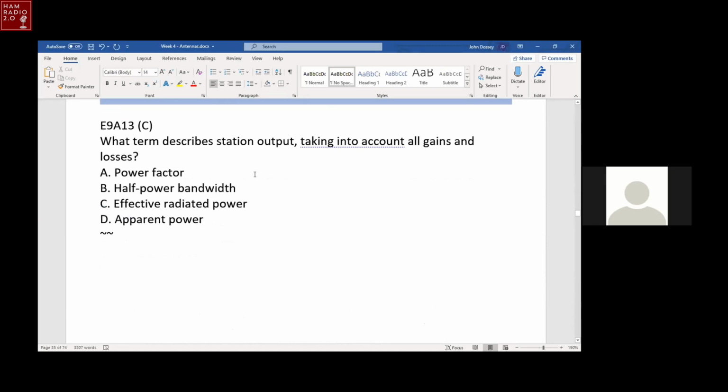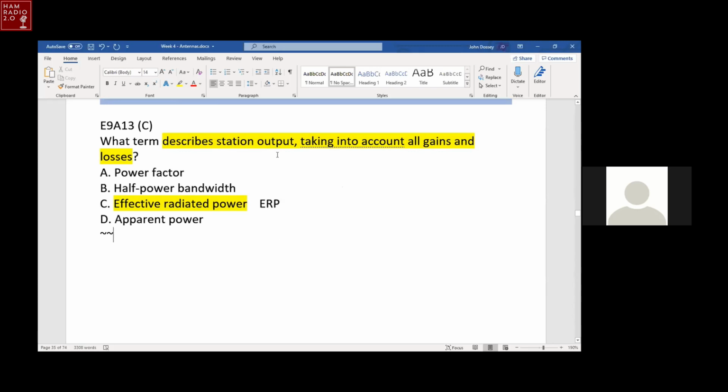What term describes station output taking into account all gains and losses? What station output that includes all gains and losses? What would that be called? Effective radiated power, ERP. Well, now that you say ERP, it makes sense. Okay. That's what ERP means.